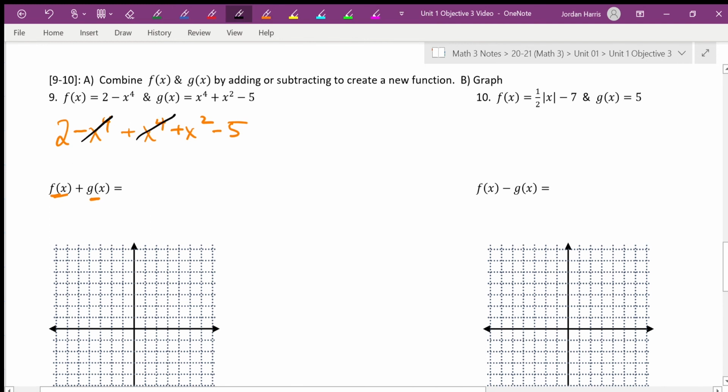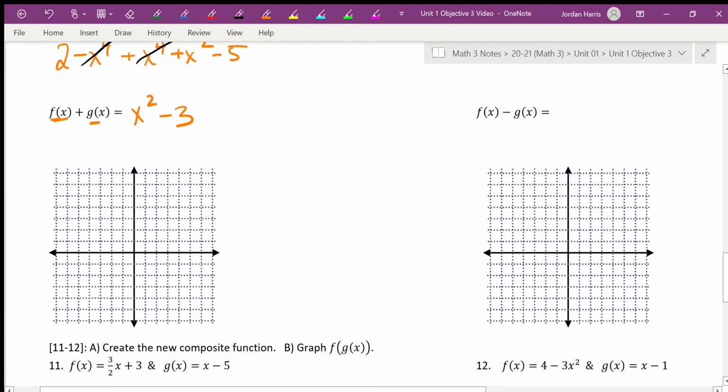negative x plus 4 plus x plus 4 simplifies. So I'm going to be left with an x squared. 2 minus 5 is negative 3. And I want you to graph the new function. So this is a down 3 shift for a quadratic. A equals 1, so 1, 3, 5 pattern. So from 0, 0, shift 1, 2, 3. And then I'm going to go right 1, up 1, right 1, up 3. And that will make my u.